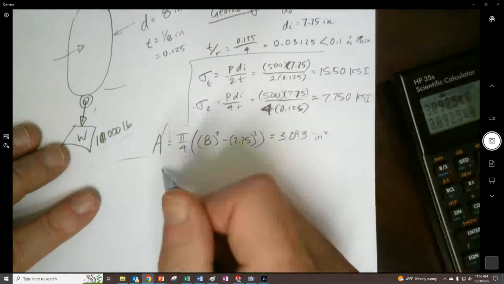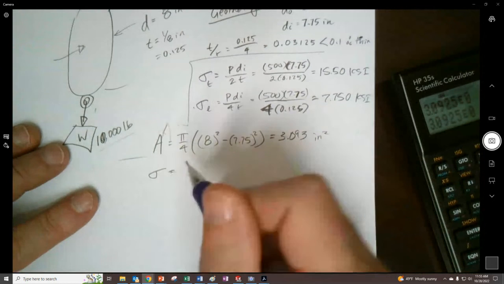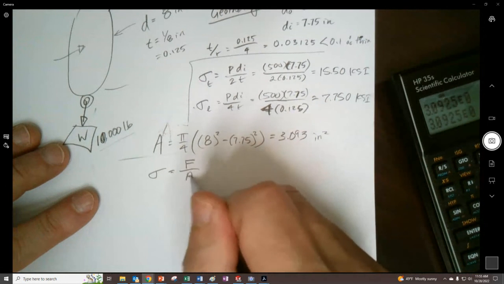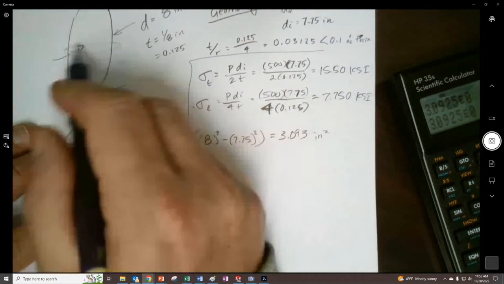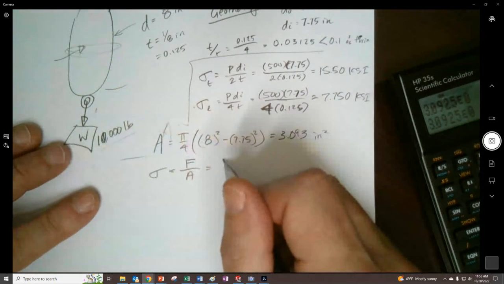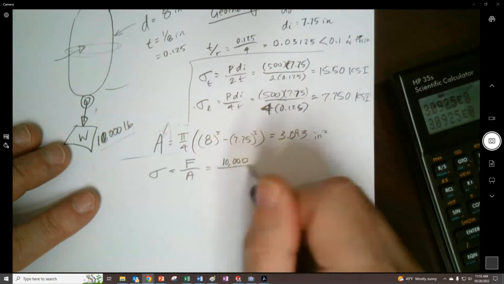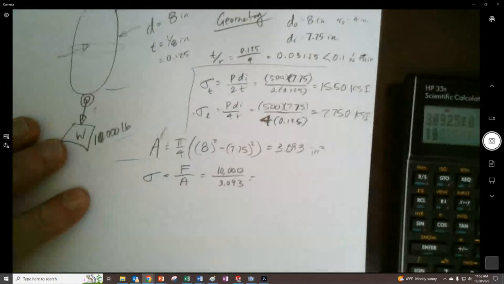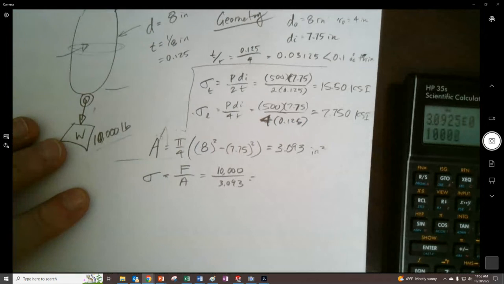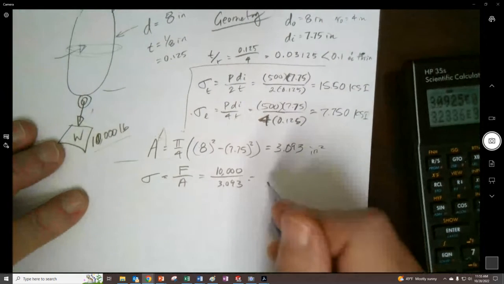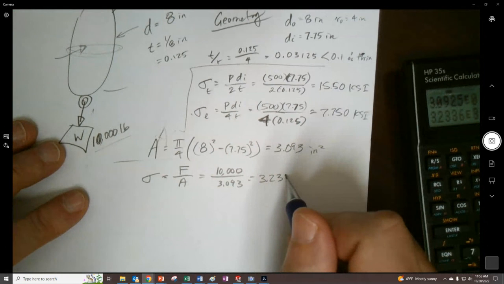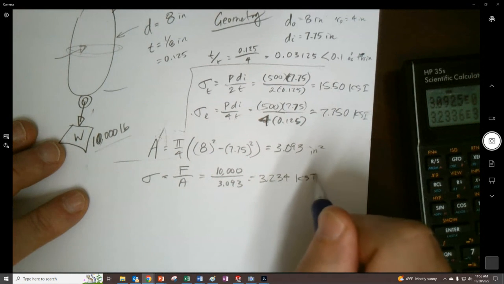I just changed the problem here. So the axial stress on this is going to be that weight divided by that cross-sectional area, right? And so we have the 10,000 divided by 3.93. So we still only get 3.234 for KSI.